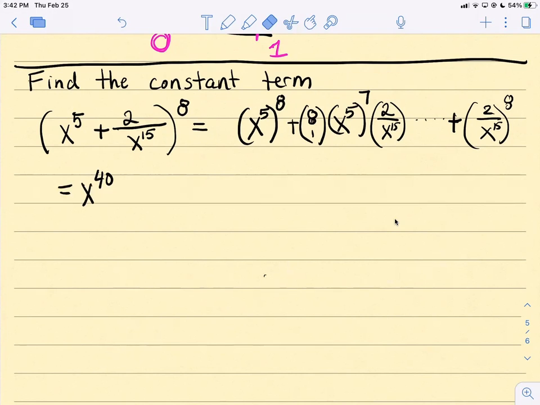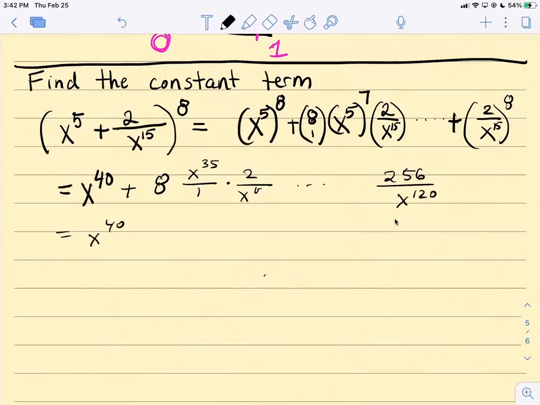So this would give us now plus 8 times x to the 35th over 1 times 2 over x to the 15th. And then this is 256. And in the denominator, we have x to the 15th raised to the 8th, so the x to the 120. And then this is equal to x to the 40th plus 16 x to the 20th. There's 15 x's that cancel out with those. And it keeps going all the way until you get to 256 for the x to the 120.